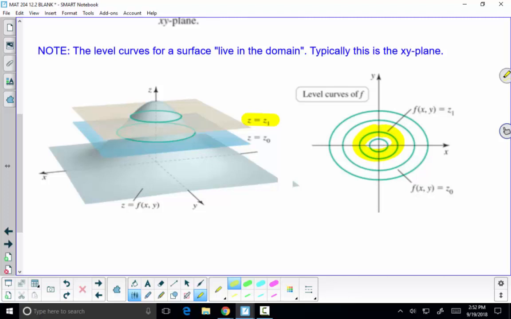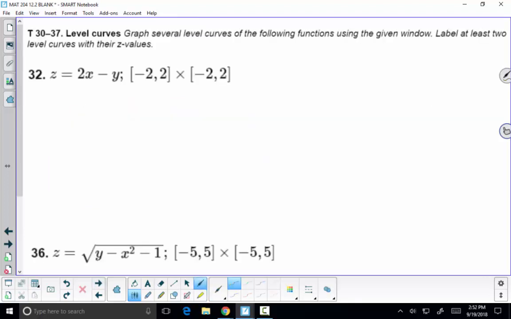So let's try it. Let's see if we can manage to do this. Okay, so here are the instructions. We've got a very simple surface. It's just a plane, z equals 2x minus y. And they say graph several level curves.